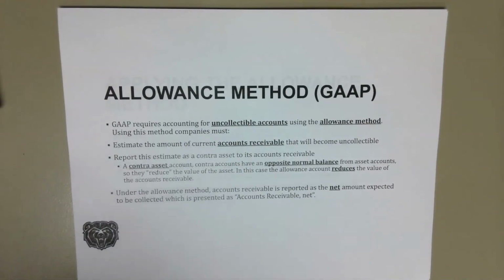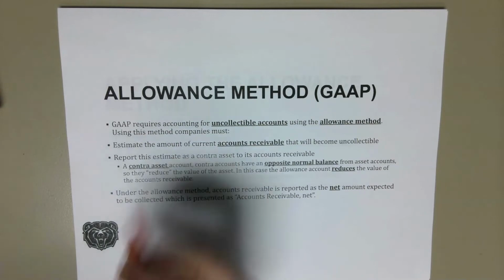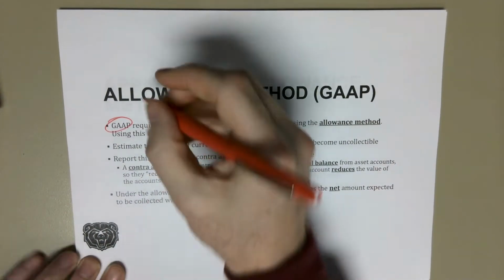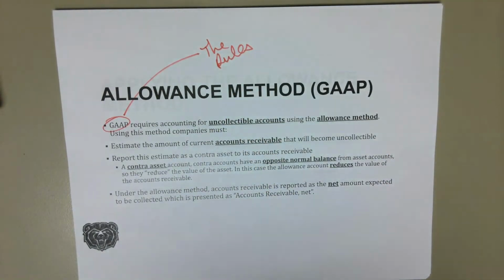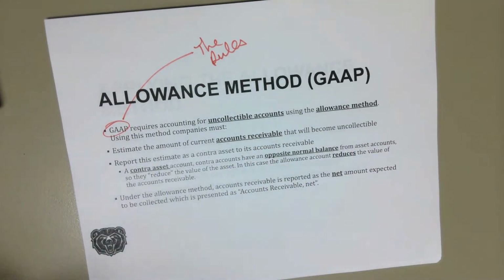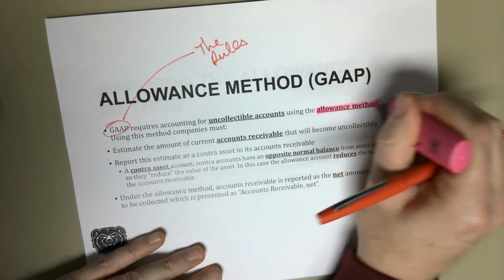So the next thing we're going to talk about is the allowance method. What this is telling us is that we have some uncollectible accounts. What does an uncollectible account mean? Well, it just means we don't think we're going to be able to get that cash. We don't think that, for whatever reason, that customer is going to actually give us the cash. Now, GAAP, if we all remember what GAAP is, basically the rules, requires us to account for those uncollectible accounts using something we call the allowance method.